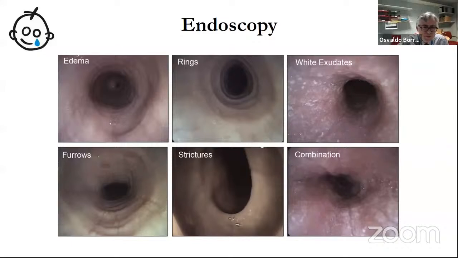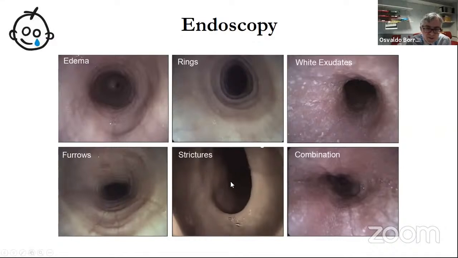About the endoscopy, we have different lesions that we can see endoscopically. We can have edema, we can have rings, and we can have white exudate, as you can see here. These are very small white plaques. We can have furrows, which are linear lesions that progress from the proximal to the distal part.